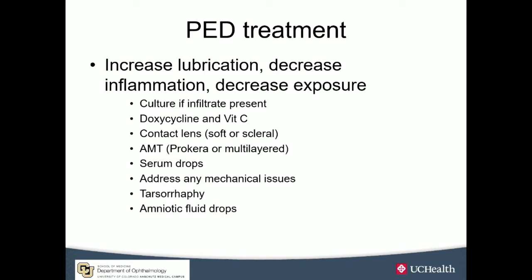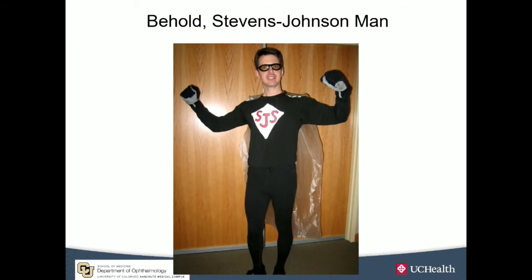Membrane and serum. I'll do tarsorrhaphies at times. We also can use commercially available amniotic fluid drops, in the United States now, that provide hopefully helpful growth factors and cytokines to help healing. You may do a pedicle flap, and you can use eyebrows if they're thinning. So if you do all these things, you can be a Stevens-Johnson superhero and knock out the disease. I appreciate your time, and I'm around the rest of today and tomorrow if you have any questions.